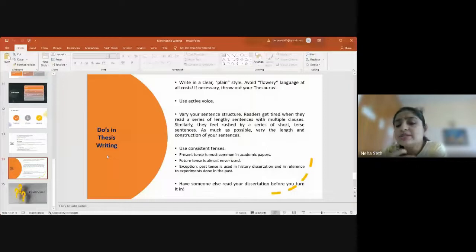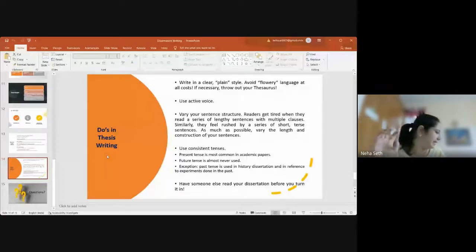Okay. Always use active voice in writing. Then vary your sentence structure. I mentioned earlier also that we should avoid using extended or very large sentences because it may lead to confusion in the minds of readers as well. So as much as possible, try to have short, concise, small sentences instead of very lengthy sentences. Then the tenses that we use in our thesis should be consistent. Present tense is most common in academic papers, dissertations, or any academic writing. Future tense should be completely avoided.